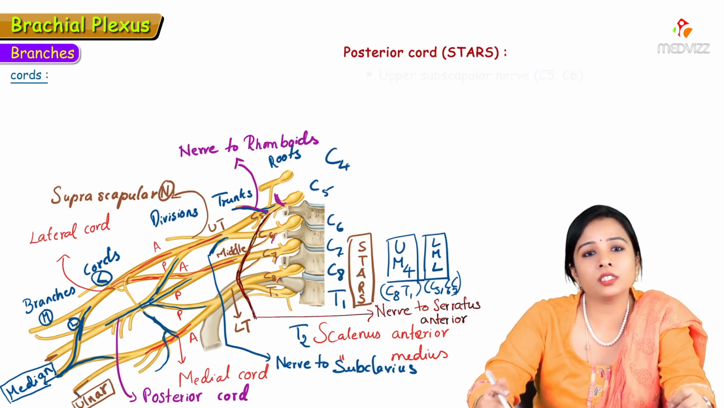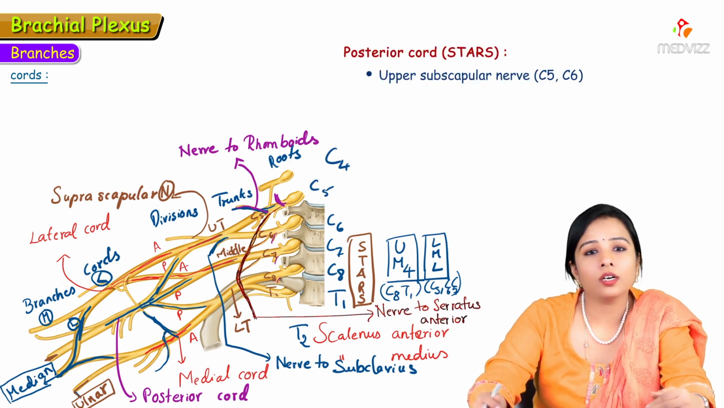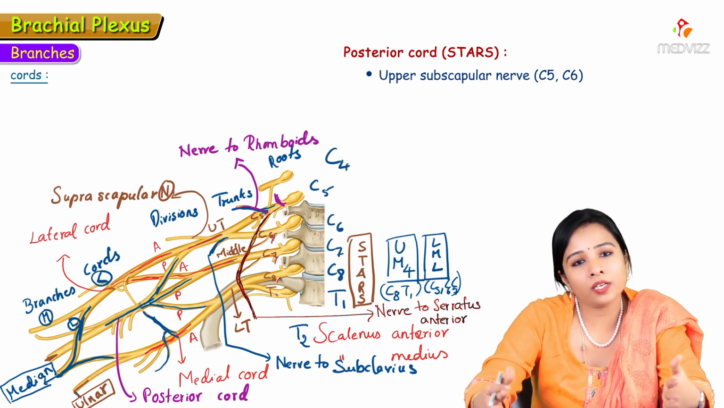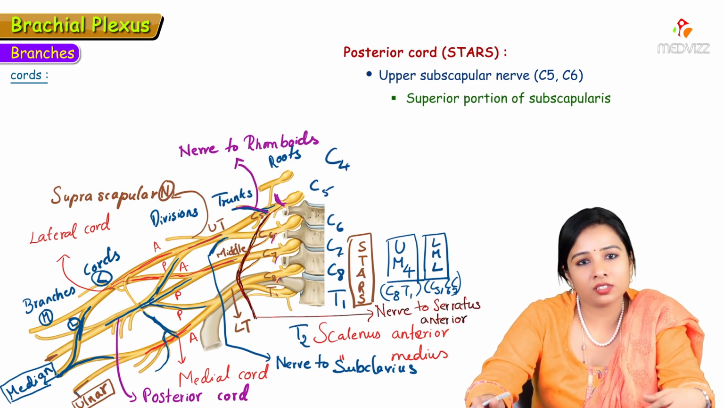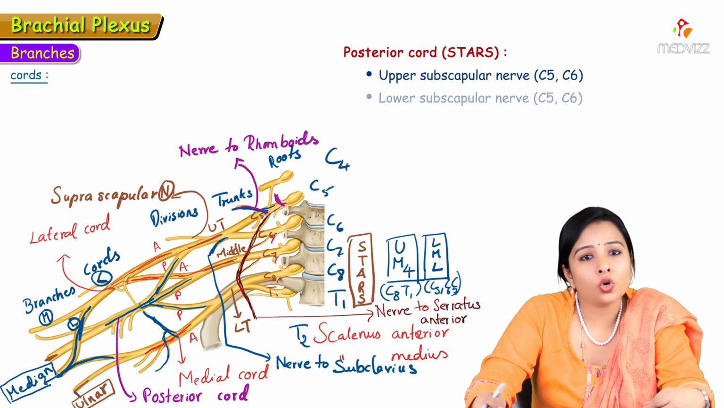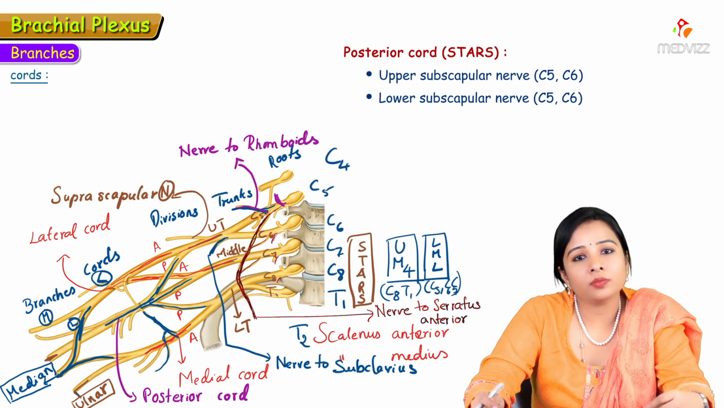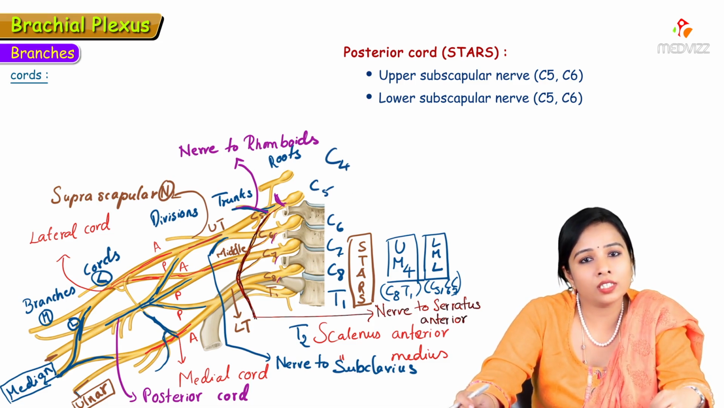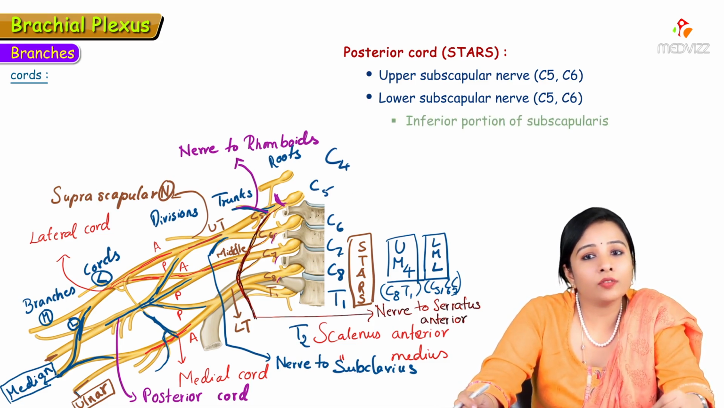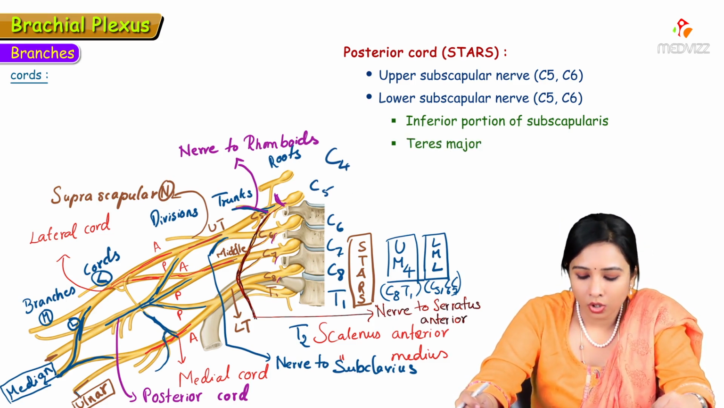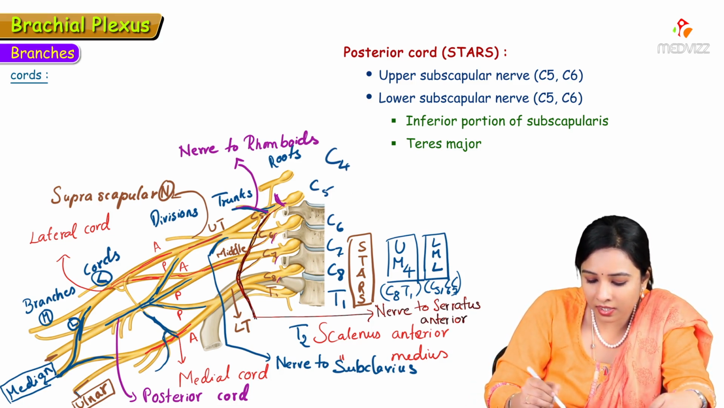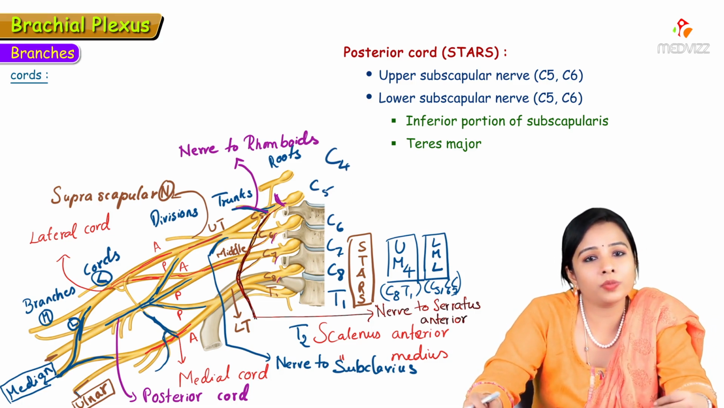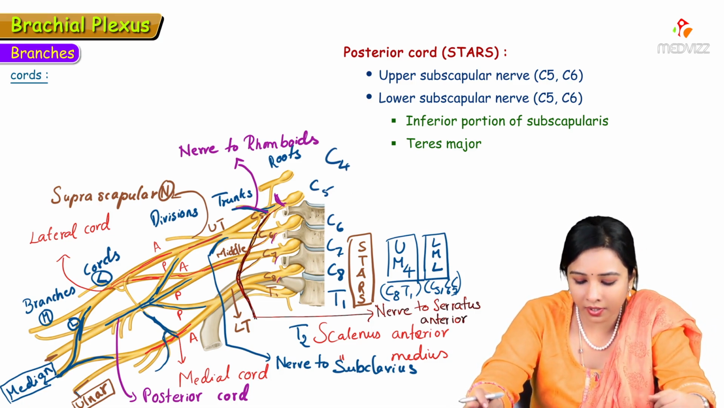The first branch is the upper subscapular nerve. As the name suggests, it supplies the upper part of subscapularis, and the root value is C5, C6. L stands for lower subscapular. So lower subscapular, again the root value is C5, C6. It innervates the inferior portion of subscapularis muscle and also teres major muscle. So you can remember SS, 2 stars. In stars we have written first S and last S, which are nothing but upper subscapular and lower subscapular nerve.